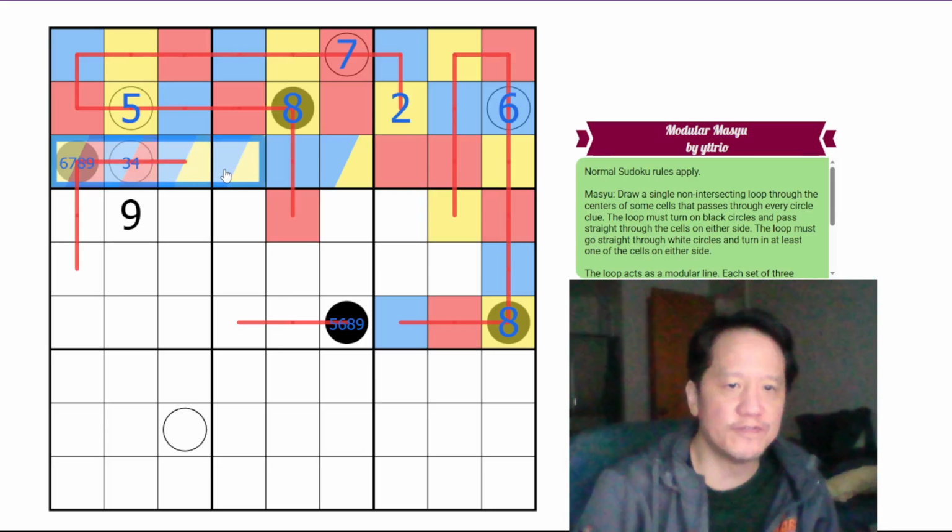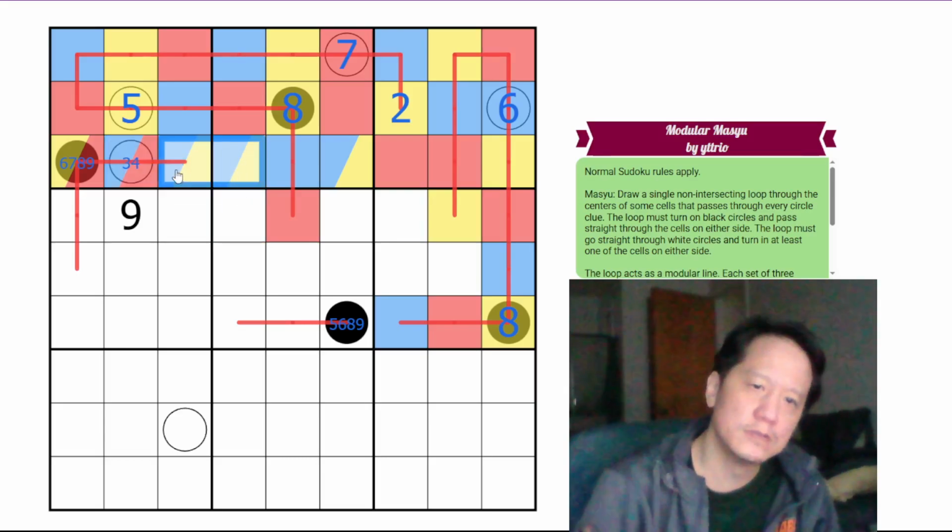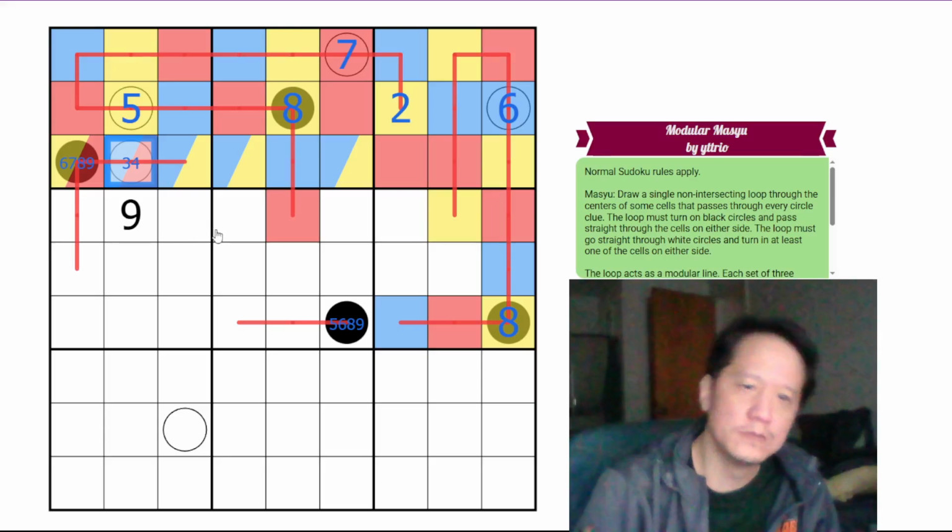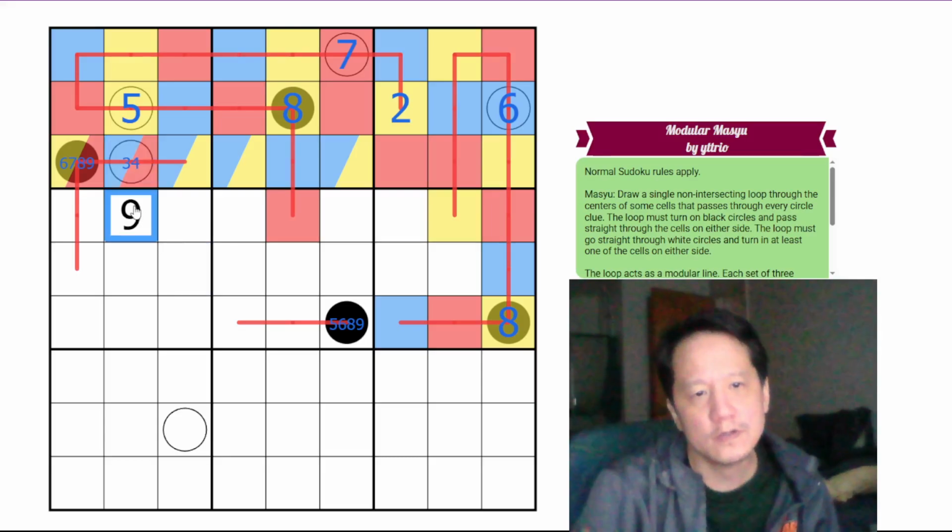This cannot be 4 then, because then this would be blue or yellow. I guess it could be yellow, blue, red. Actually, that does work. Huh. Okay. Green 9 is a blue, so that's fine.